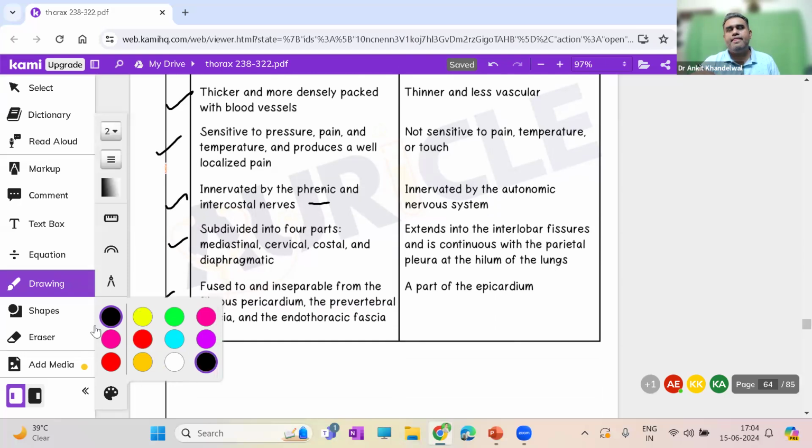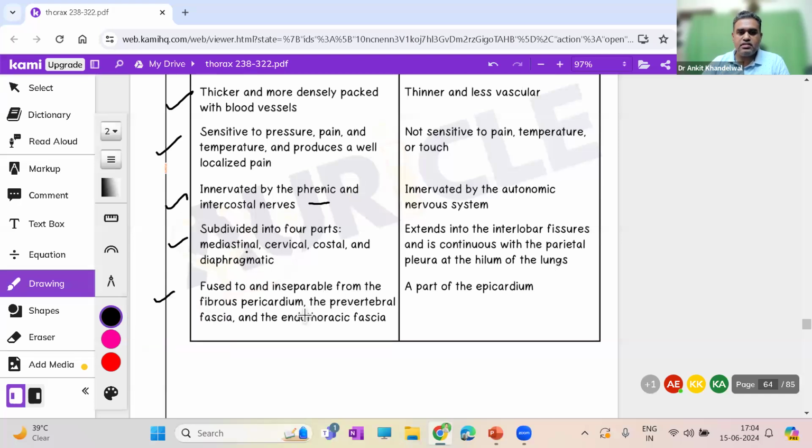See what happens is, the outer part is the parietal pleura, right? Adjacent to the lungs is the heart as well. In the heart, the outer part is the pericardium. Therefore, they are fused and inseparable from the pericardium, perivertebral fascia, and also the endothoracic fascia. When we discussed the layers of the thoracic wall, we started with skin, fascia, and then came to the intercostal muscles. Then we said endothoracic fascia, and then parietal pleura. You can understand the endothoracic fascia and parietal pleura are sort of glued to each other.